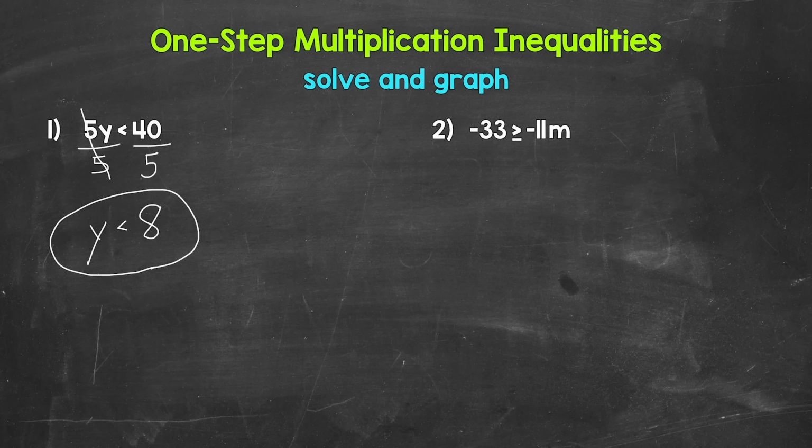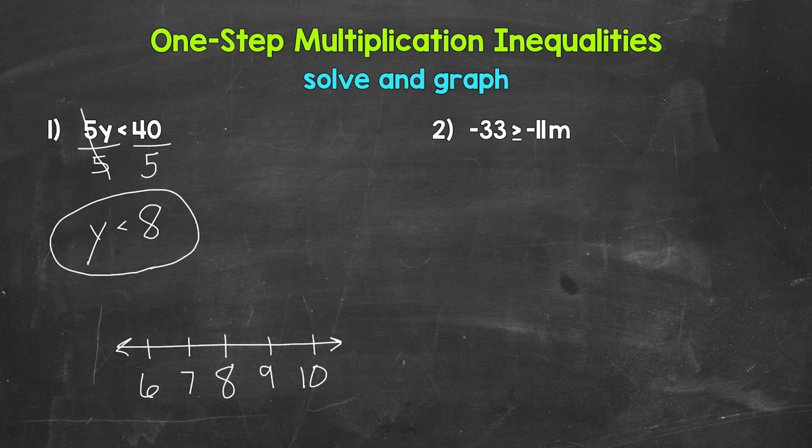Now we can graph y is less than 8. So we are graphing all of the solutions here. Let's start with a number line, and we can put 8 in the middle. Then a couple of numbers on both sides. So we have 6, 7, 8, 9, 10. Now remember, when it comes to graphing inequalities, a filled circle shows that we are including that number, and then an open circle shows that we are not including that number.